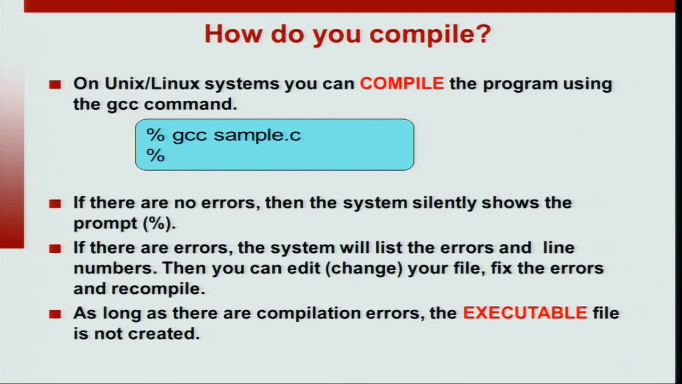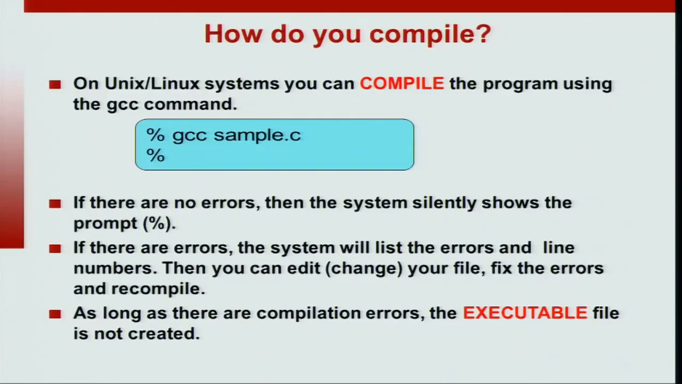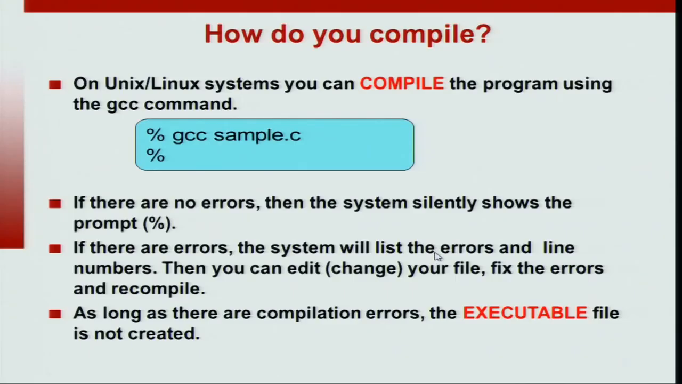How do you compile? We have just seen why we bother with compilation. On Unix or Linux systems, you can compile the program using the GCC compiler. GCC stands for GNU C Compiler. So for example, if you have edited and saved your file as sample.c, you can just type on the command prompt in the terminal: gcc sample.c. If your code does not have any errors, then the system will silently complete the compilation and show you the prompt.